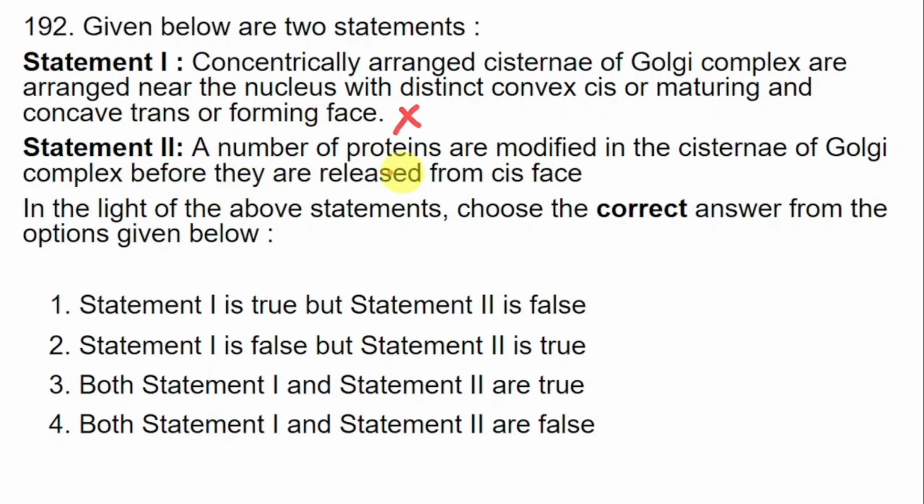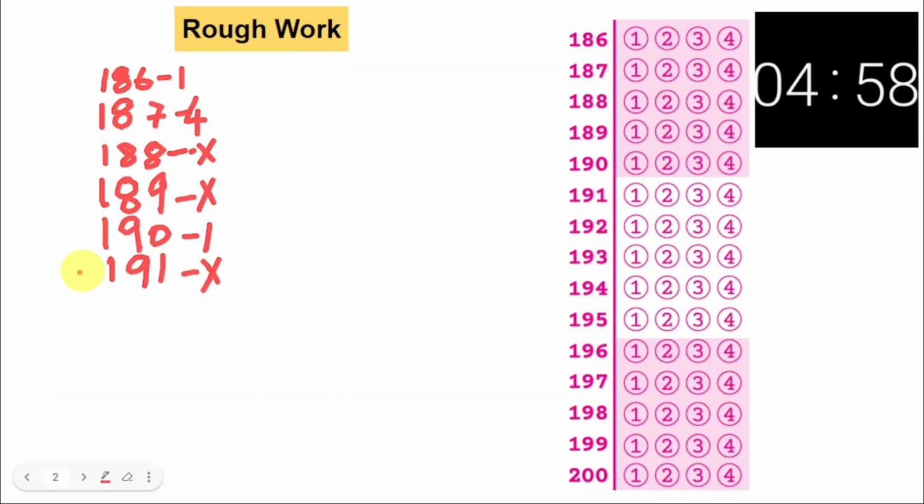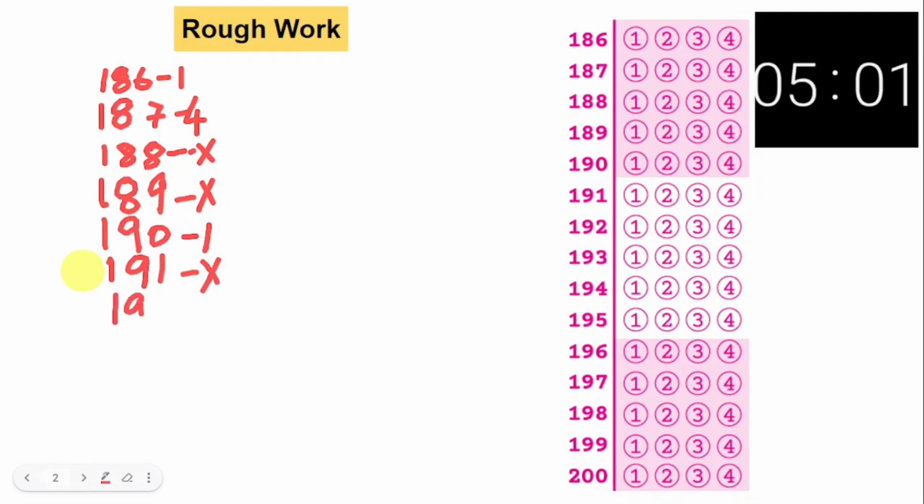Next one, number of proteins are modified in the cisternae of Golgi complex, correct, before they are released from the cis phase. They are released from the cis phase. This has made it incorrect. So this should have been trans. So because of this, the statement is wrong, and because of this and this, the statement is wrong. Both statements are wrong, and therefore we have this as the answer. Both statements are wrong. False. 192 is 4. So we have 1, 2, 3, and 4 till now.